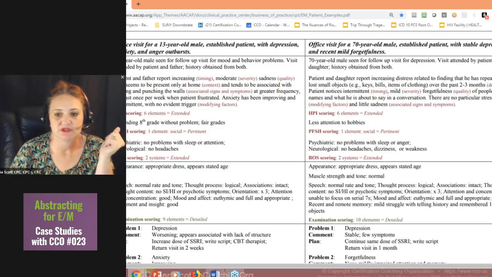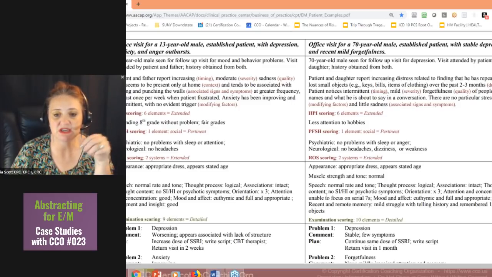With a diagnosis. So the exam, we have 10 elements in the exam. So let's talk about those because they're not bolded or anything. We have appearance, muscle strength and tone, speech, thought process, associations, thought content, orientation, attention and concentration, mood and affect, and recent and remote memory.